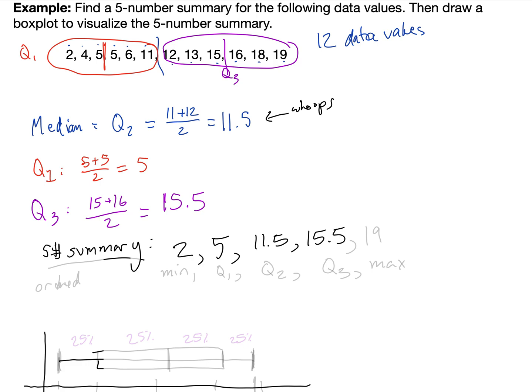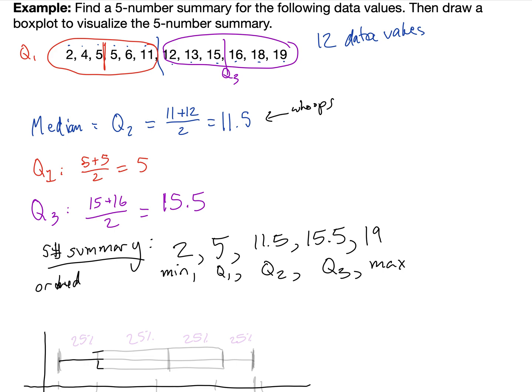Okay, so that is our 5-number summary, and then we also have the largest data value, the max, and that's 19. So this is our min, our Q1, our Q2, our Q3, and our max. And the 5-number summary should always be ordered, from smallest to largest: min, Q1, Q2, Q3, and max.